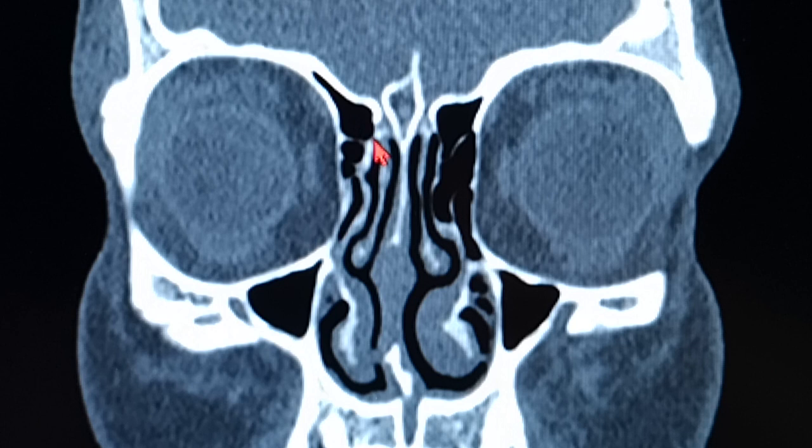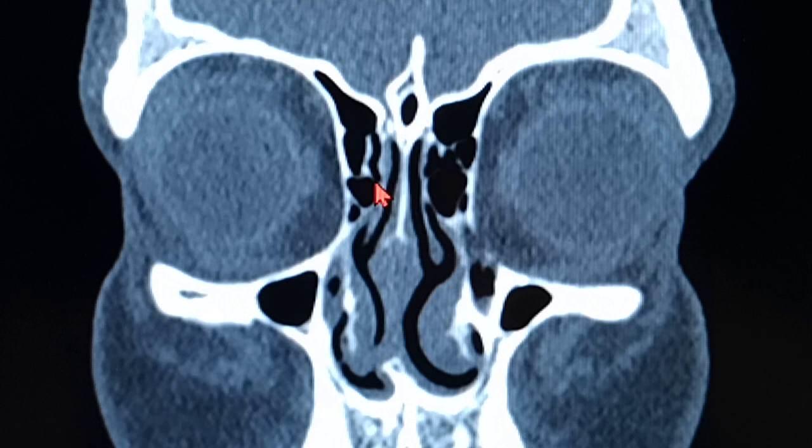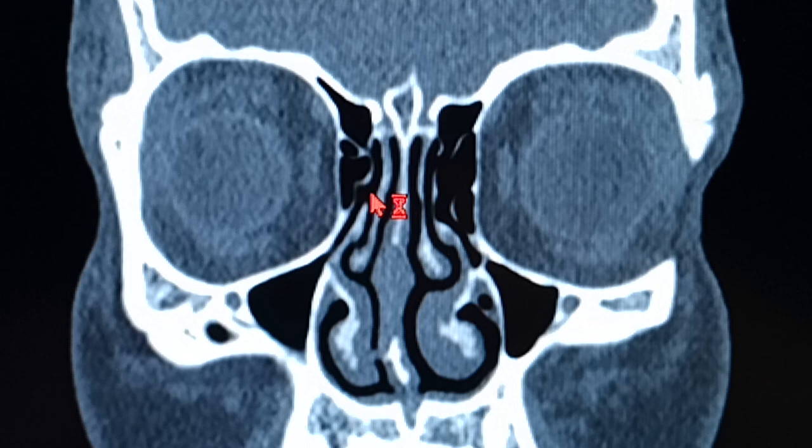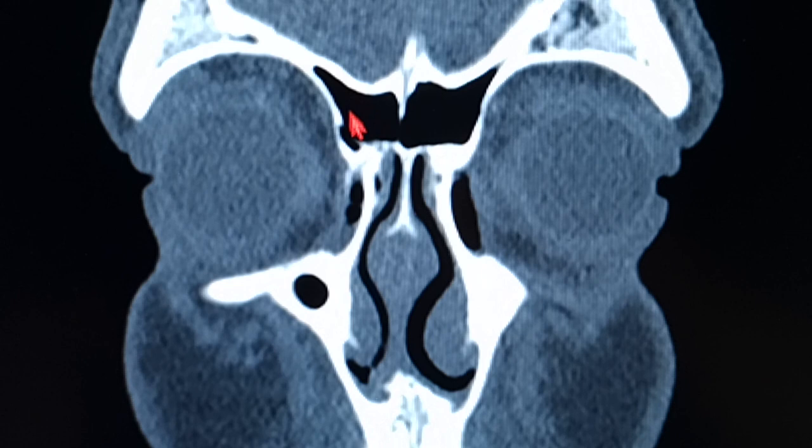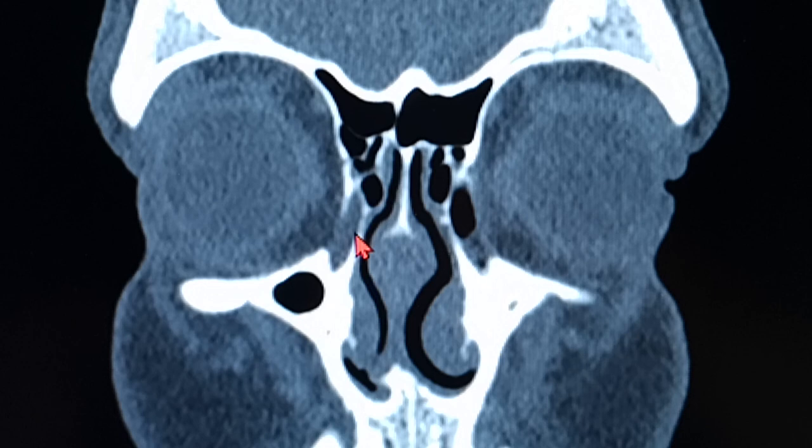Or you can just take your microdebrider, take off this uncinate, take off this agger nasi air cell, and a little bit of bulla behind. You can see the bulla behind, and you can enter the most posterior part of the frontal recess, and eventually you will be able to see the frontal sinus anteriorly and laterally. So this is how you have to approach and read your scan.